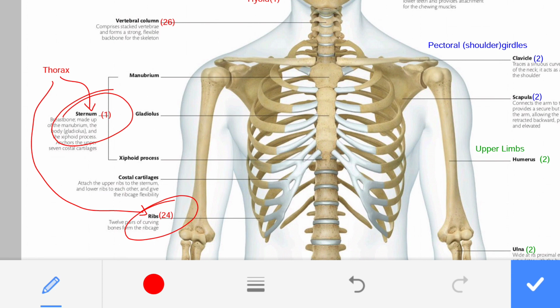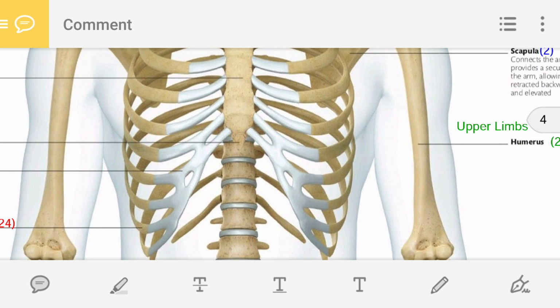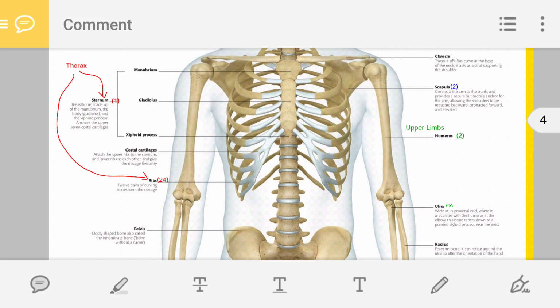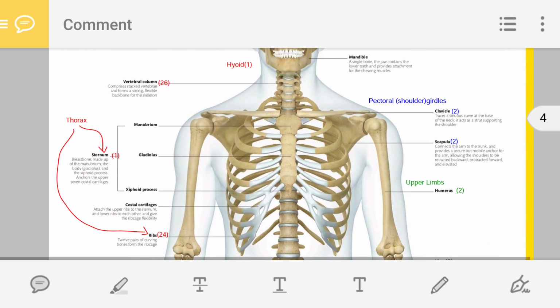As you can see, these are the ribs, and these all are the ribs, and the ribs make the rib cage. Here I am showing you the ribs, and these ribs make the rib cage. Right now you are looking at the rib cage, and we know that inside the rib cage, the lungs are protected by the ribs. So this is the thorax.